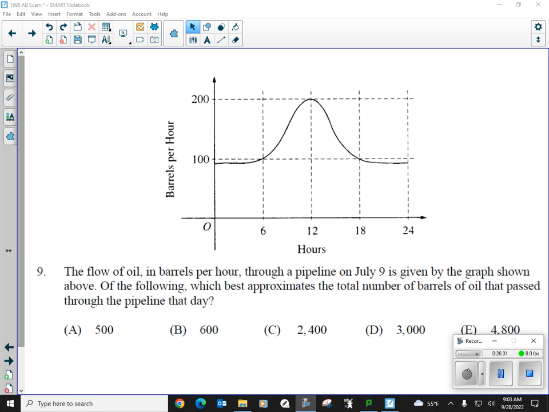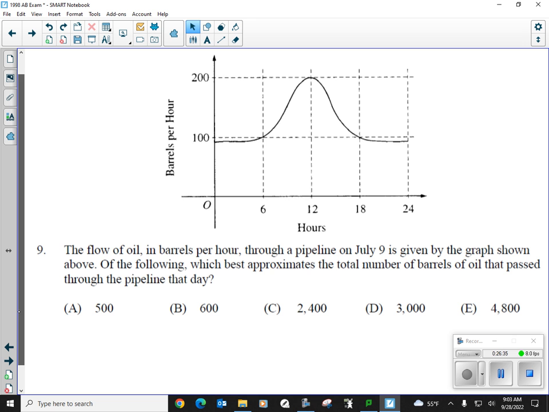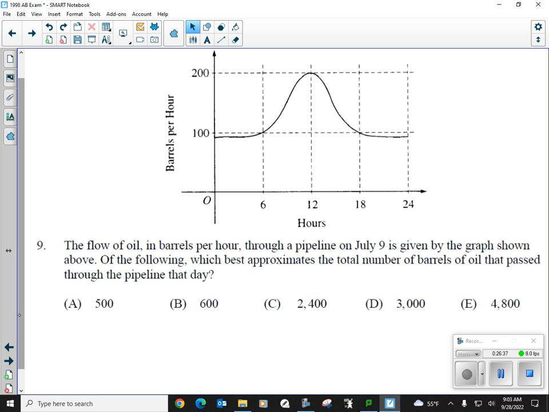Two more problems, 9 and 10. Let's start with 9. The flow of oil in barrels per hour, so this is a rate, through a pipeline on July 9th is given by the graph shown above. Which of the following best approximates the total number of barrels of oil that pass through the pipeline?